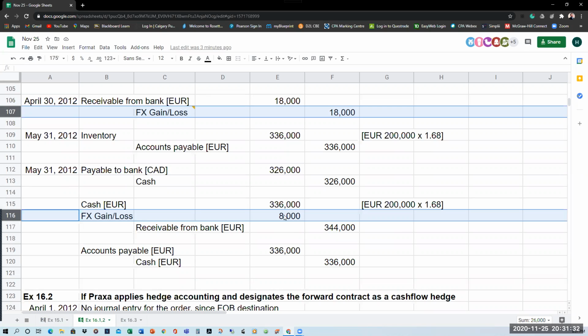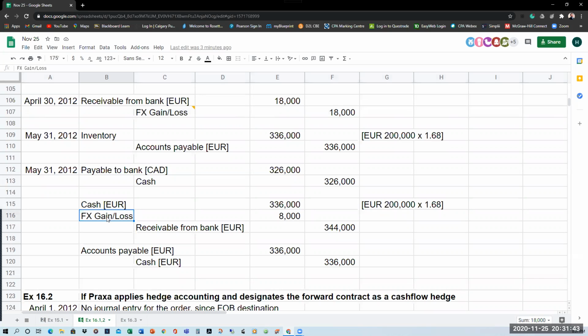But if you think about what gets reported on the income statement, for the year ended April 30th, we would have an FX gain of 18,000 being booked. And for the next year, we would have an FX loss of 8,000. What FX adjustments do is they create volatility in reported income.